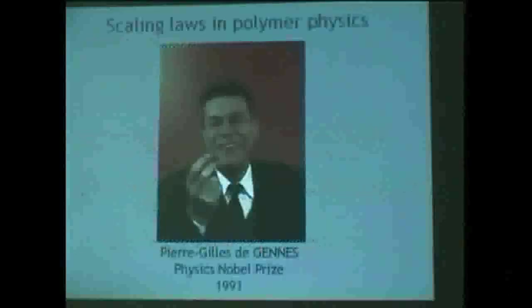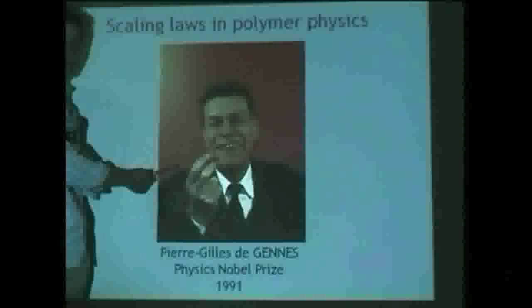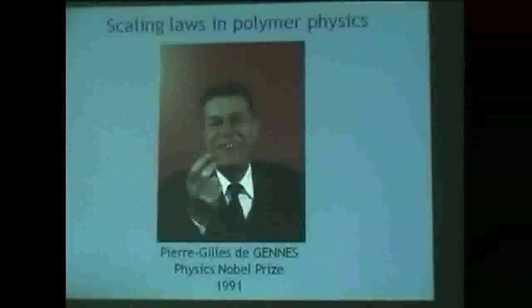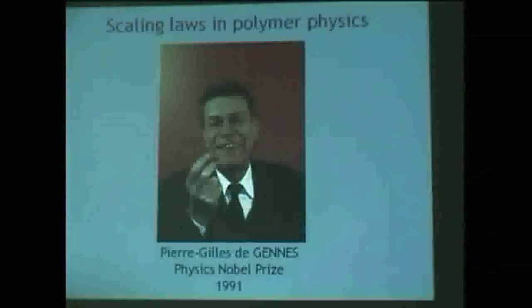And you see this man, you've heard of this man, he's a French physicist. He's very famous in France because he won the Nobel Prize, and there are not so many French Nobel Prizes in physics, so everybody was very proud when he got it, but he is dead now, unfortunately. This man is a very clever physicist. Have you heard this name before? No? So he's Pierre-Gilles de Gennes.